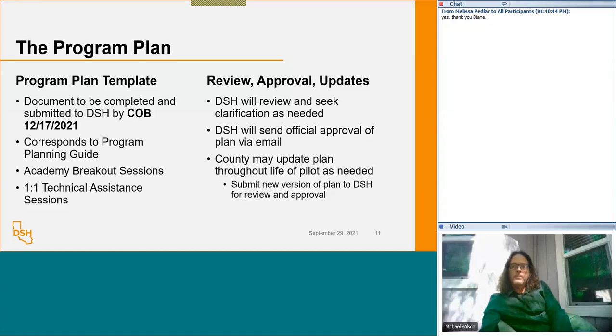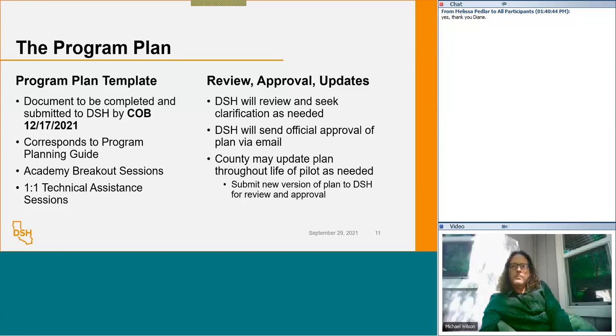And then just to let you know how things will go from there, once you submit your plan to us in December, we here at DSH will begin reviewing, and then we'll work directly with you to clarify any information that we have questions about, and make recommendations in terms of any potential adjustments to your plan.